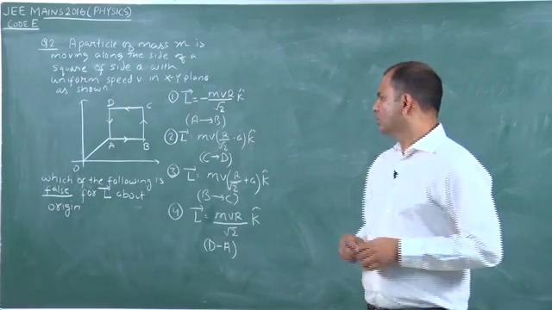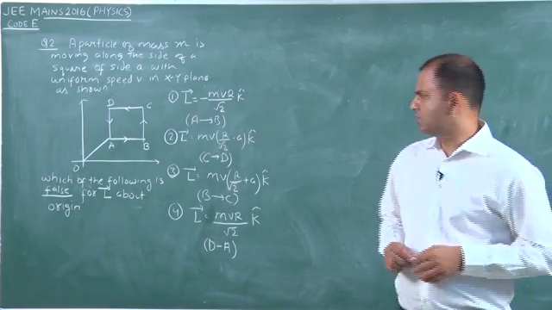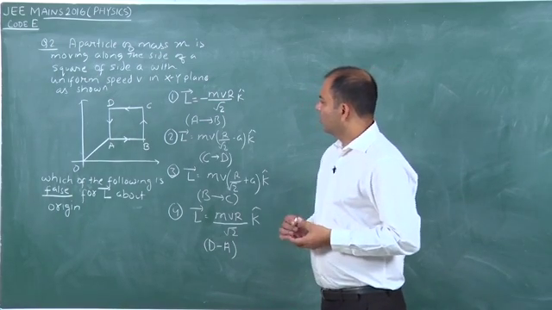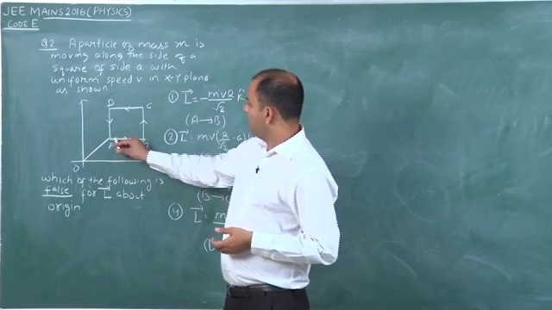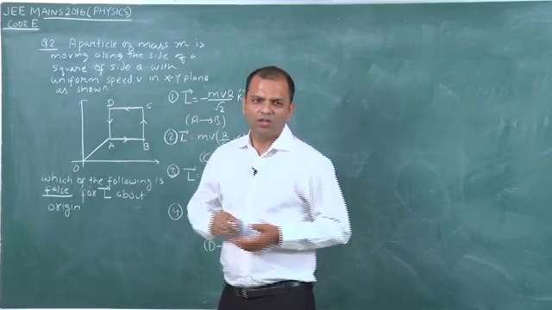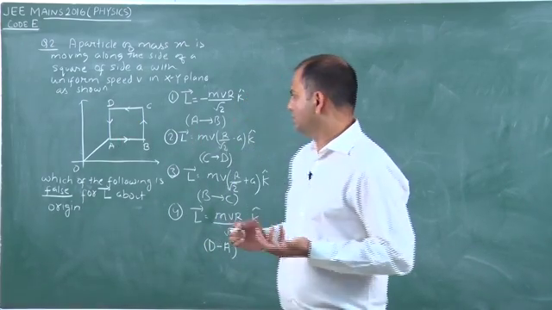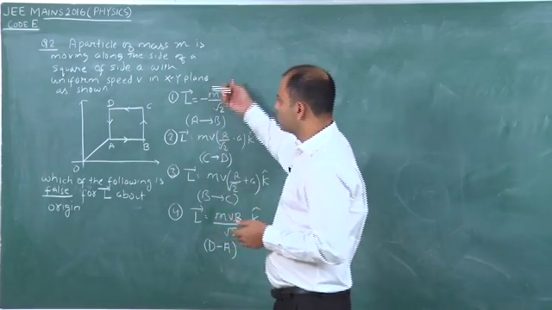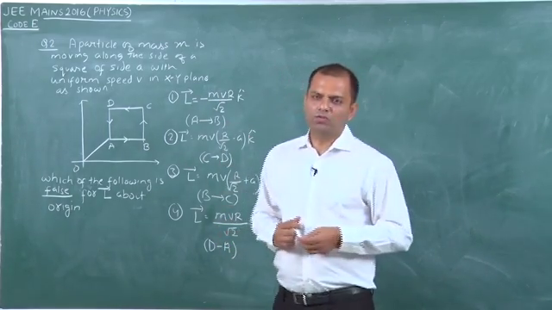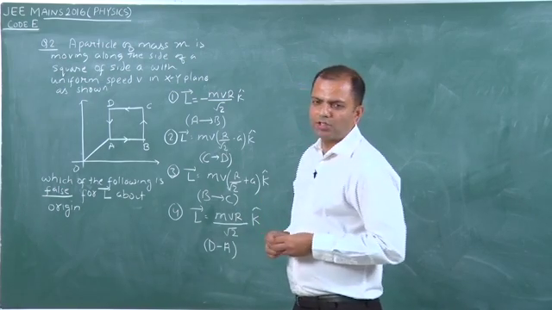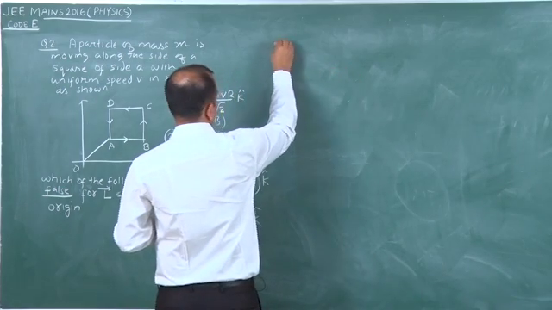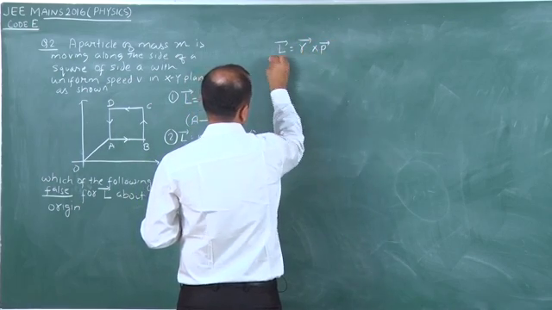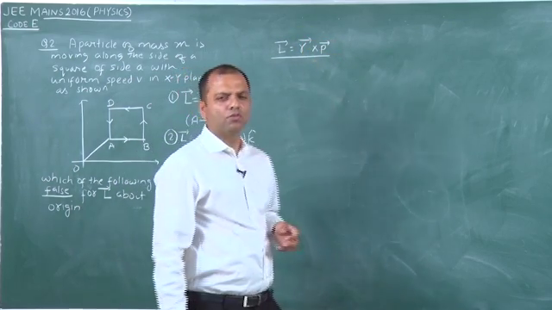Question number 2 is from the chapter rigid body dynamics and it is about angular momentum, as you can see. We have a particle moving along the path A, B, C, D, A with uniform speed v. The motion is confined to the xy plane and we have options regarding the angular momentum about the point O. What will be the formula for angular momentum? L equal to r cross p.